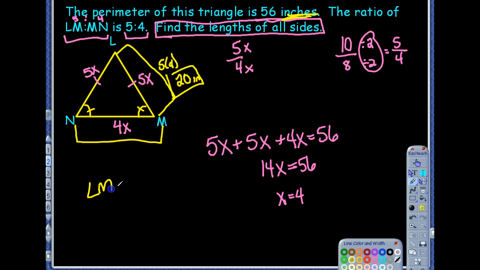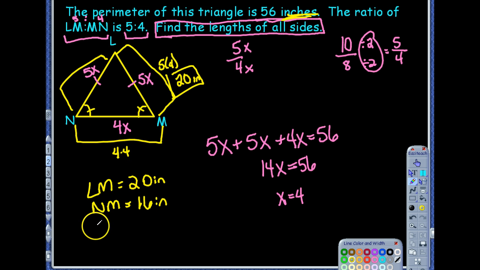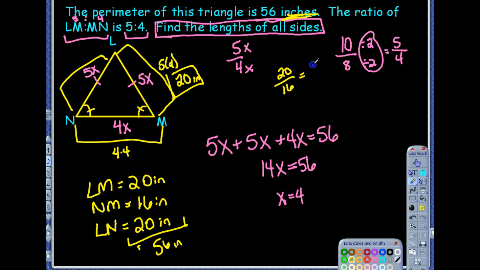So I would take the 4 times the 4, and that gives you 16 inches. And then LN is going to be the same as LM, which we already knew, so that's 20 inches as well. Perfect. Now, checking this, there's a variety of ways I could think about it, they should add up to 56. And the other thing is LM to MN, does that actually simplify down to 5 to 4? And that's good. So 20 over 16 does simplify down to 5 to 4.